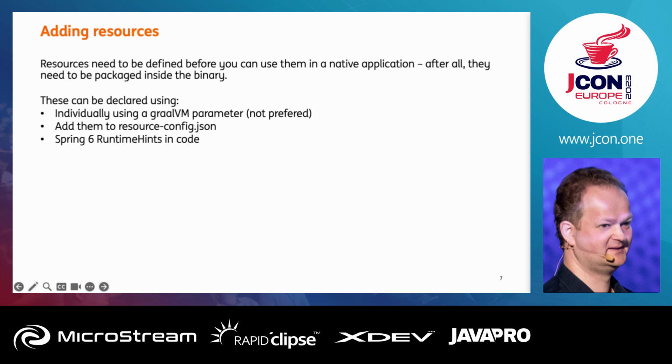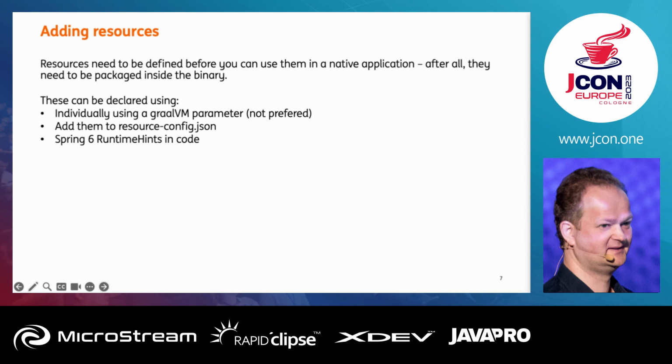So you can use GraalVM itself and specify some parameters, but that's a lot of work if you have a lot of files. So please don't do that. You can also supply a resources config JSON, which you can also auto-generate. I will show you later on how to do that. And you can use the hints that are supplied within Spring 6.